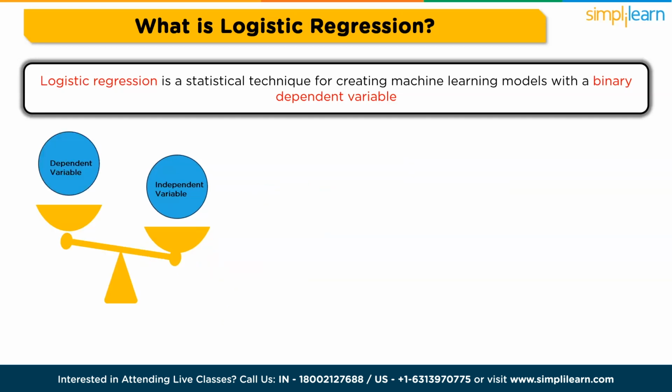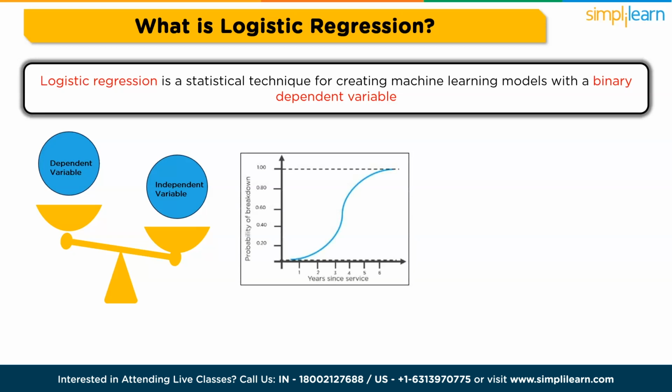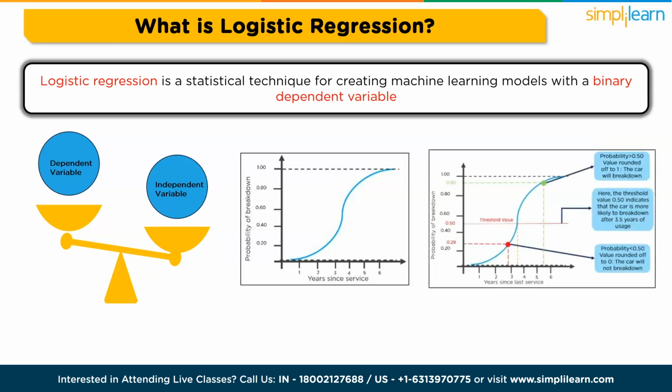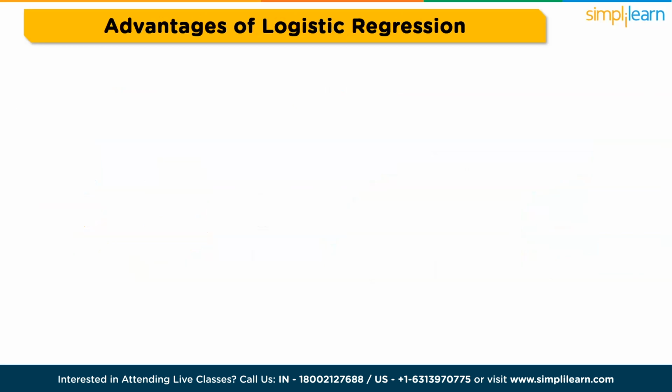Let's take an example of the logistic function. We can use it to find the probability of a vehicle breaking down depending on how many years it has been used since it was serviced last. So here is how you can interpret the result from the graph to decide whether the vehicle will break down or not. So moving forward, let's see the advantages of the logistic regression algorithm.